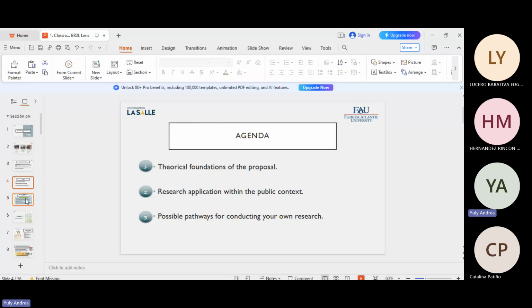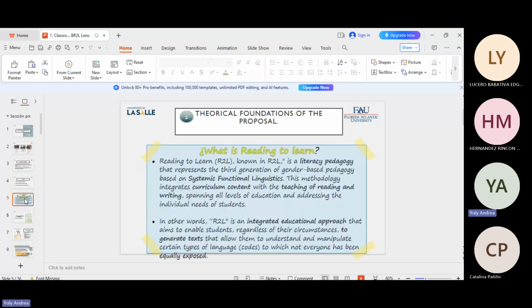So to start, the theoretical foundation of this proposal is based on reading to learn, which is a literacy pedagogy based on genre-based pedagogy and on systemic functional linguistics.